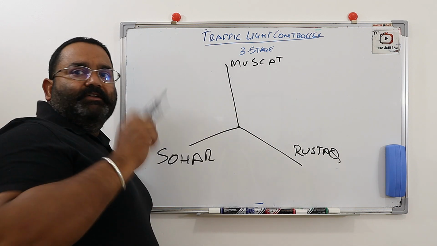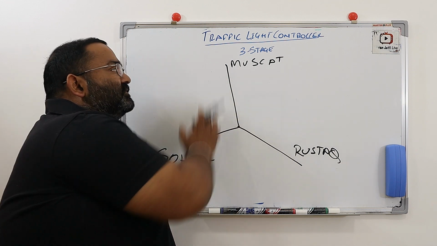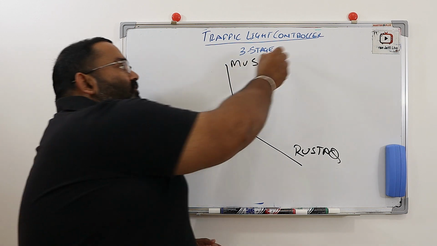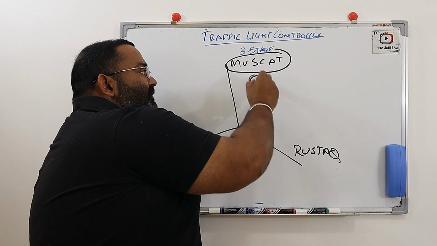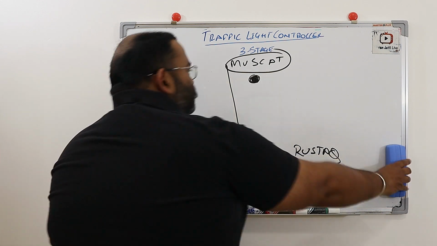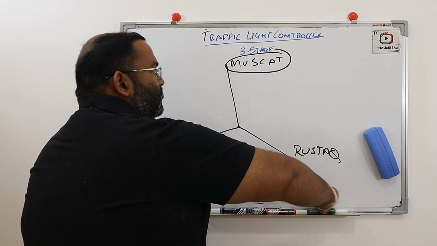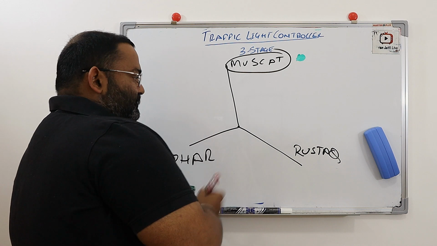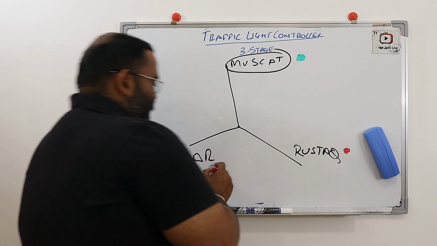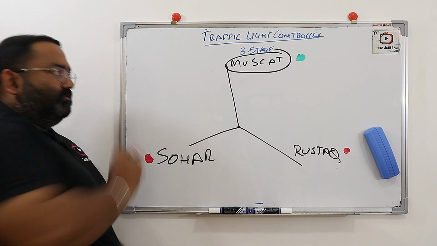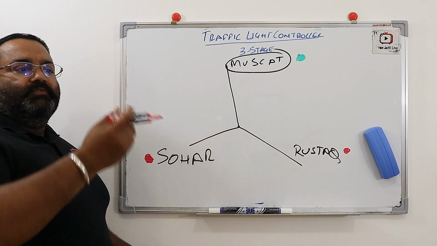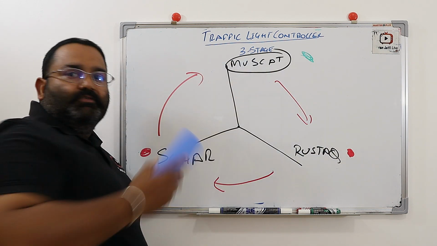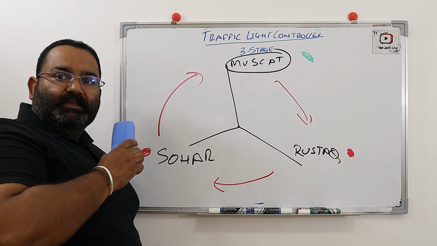What the traffic light controller will do is control the access to these roads by turning the light green and red. When Muscat is green, it will make the other two lights, Rustak and Sohar, red. And it will work like a cycle. Suppose these are the different streets for which we have to design a traffic light controller.